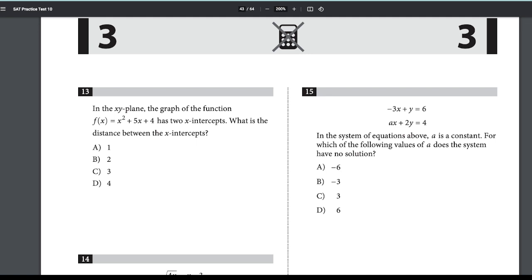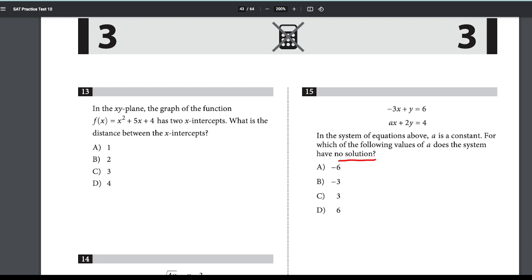Okay, so this one says, in the system of equations above, for which of the following values of a does the system have no solution? So, no solution basically means there's just one thing that makes there be no solution. Parallel lines are a great example, meaning they have the same slope but a different y-intercept. So let's try for something like that.